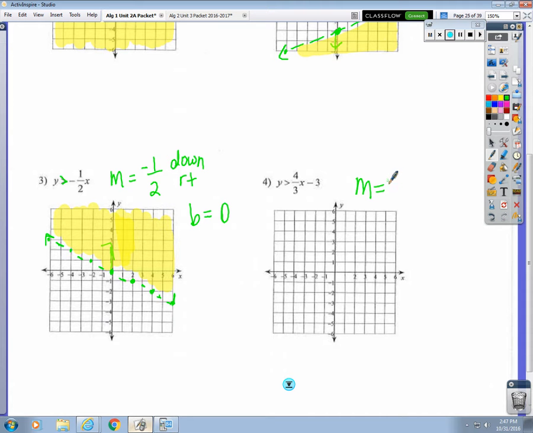Your slope was 4/3, which means up 4, right 3. Your y-intercept was -3. So you started at -3, and then you went up 4 over 3, up 1, 2, 3, 4 over 3, or you could have gone down 4, which it won't let you. Make sure your line is dashed, and then you shade everything greater. So if I go here, greater numbers than that are this way, right? Yeah. So I shade everything over here.